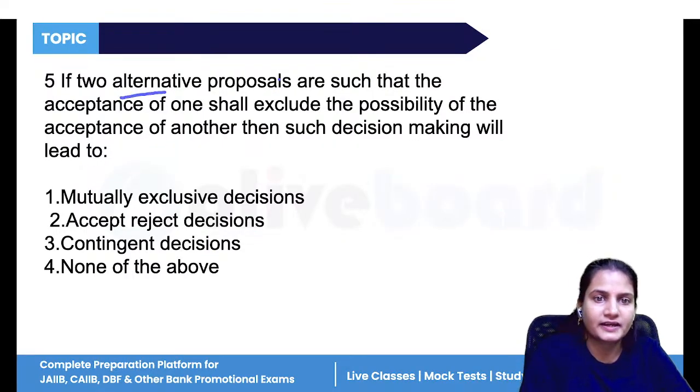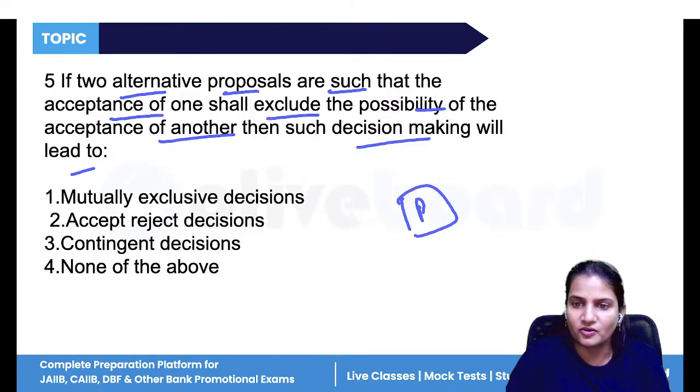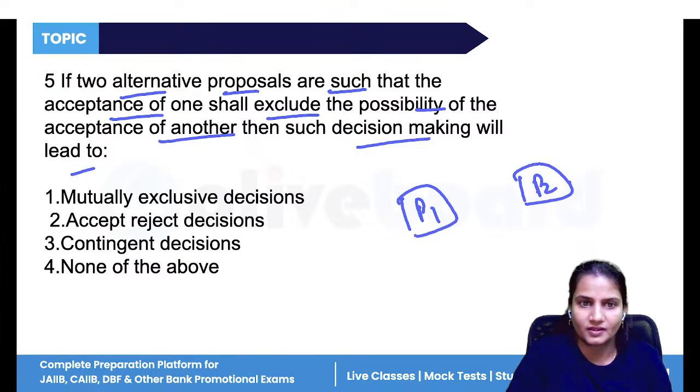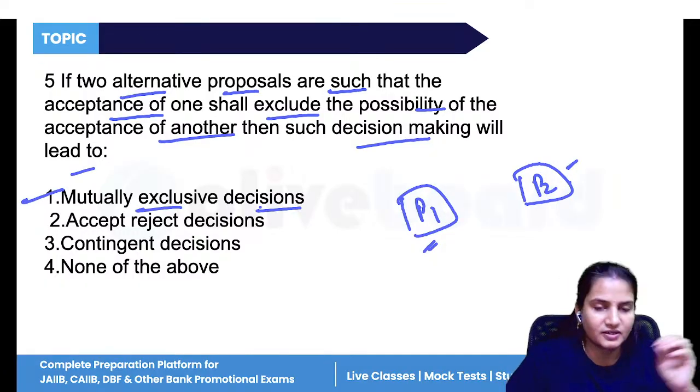Now, if two alternative proposals are there, such that the acceptance of one shall exclude the possibility of acceptance of another, then such decision making leads to what? What is the question saying? You have two proposals, suppose project one and project two, and you cannot choose both. You have to accept only one project. If you accept project one, then you have to deny project two, or vice versa. If you are getting different options but have to choose only one, that is called a mutually exclusive decision.